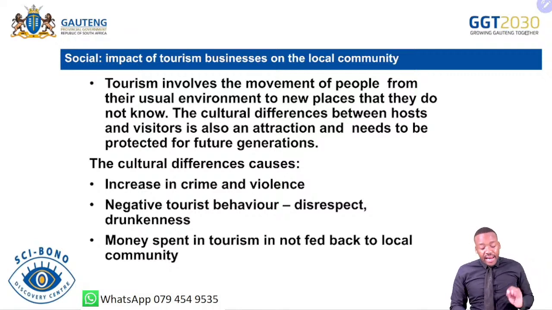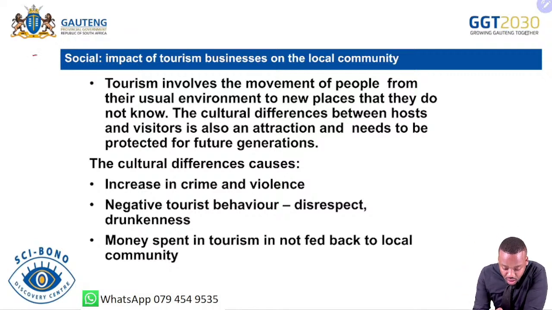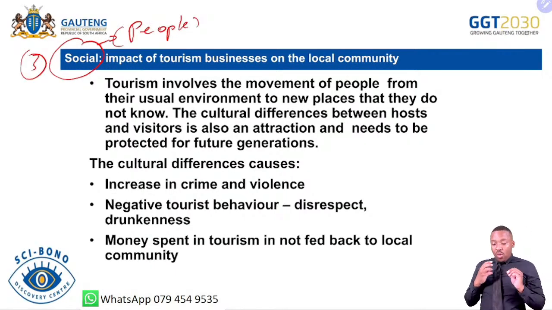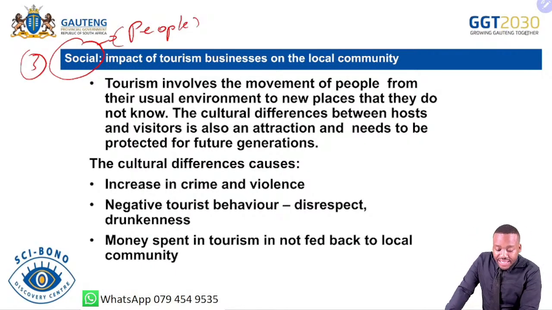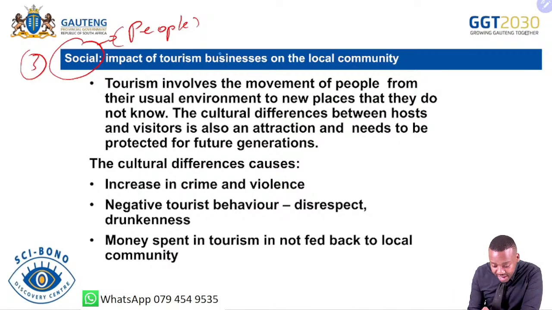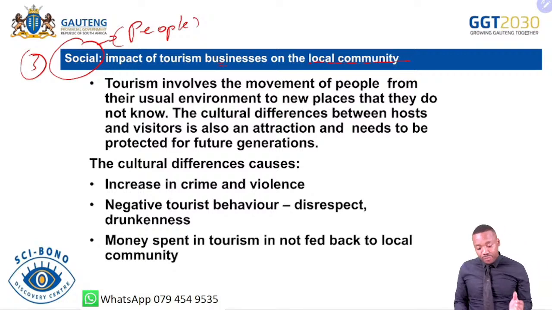Right. Then we have pillar number 3, which is the social pillar or the people's pillar. Now, this is also about the impact. As you can see from my headings, it is all about what? A tourism business. What is the impact that a tourism business can have? But now I'm focusing on the local community or the people. I am saying you need to note the following.